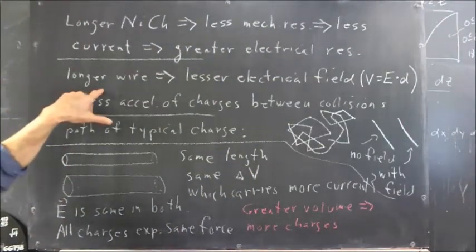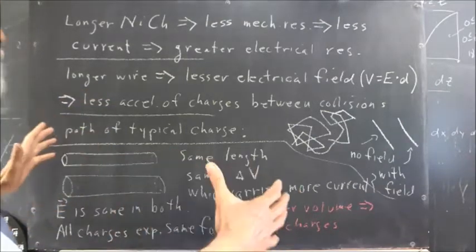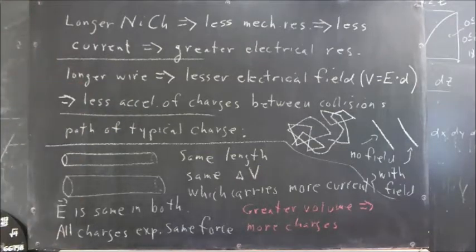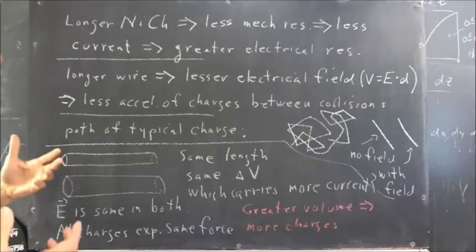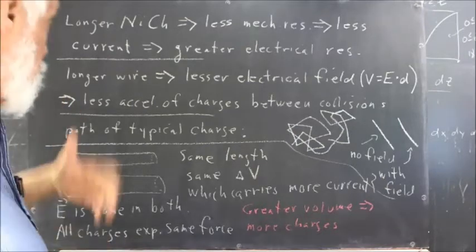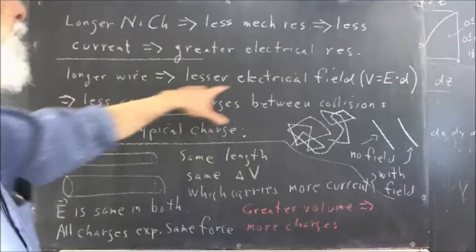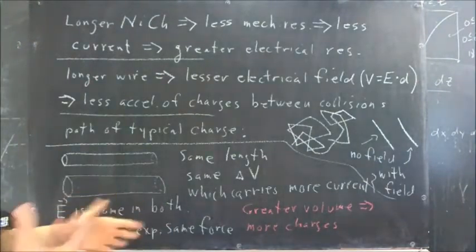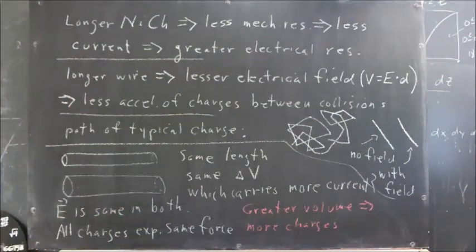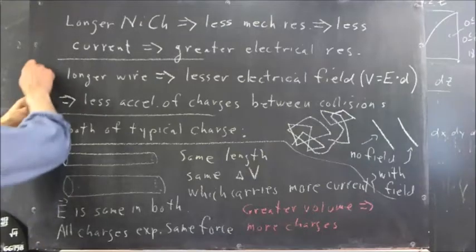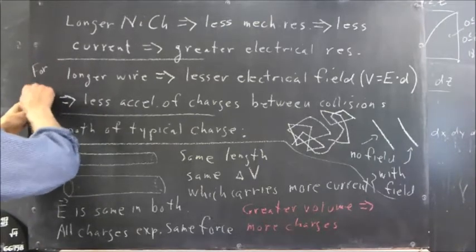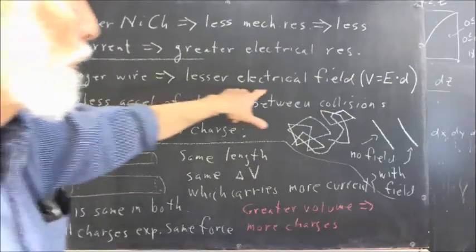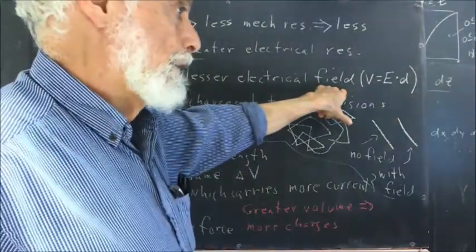Okay, now, a longer wire. What's the effect of the length of a wire on, or why is it that a longer wire has a greater resistance to the flow of current? Longer wire implies that you have a smaller electrical field for a given voltage. Now, I didn't write out all the qualifiers here, but for given voltage, I'll write that here because I can write it small. For given voltage, longer wire, lesser electrical field. Why is that?